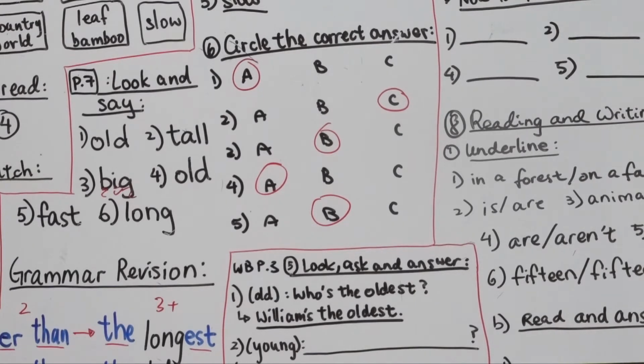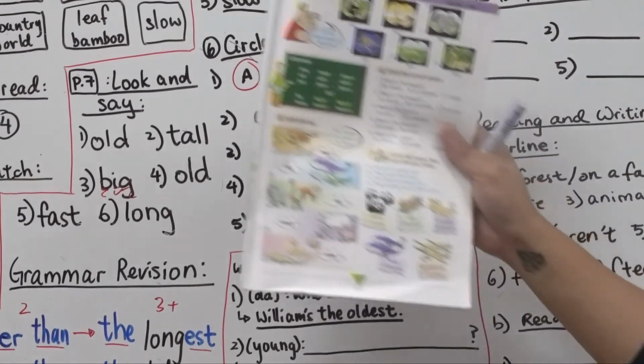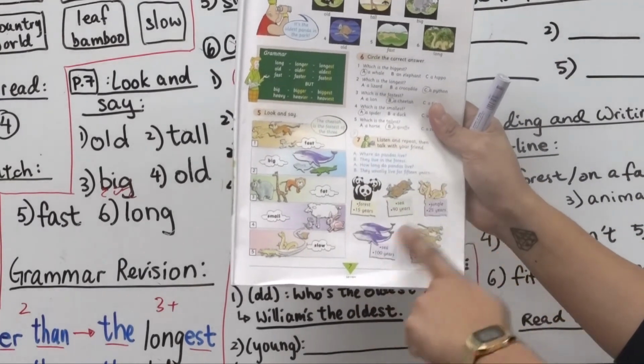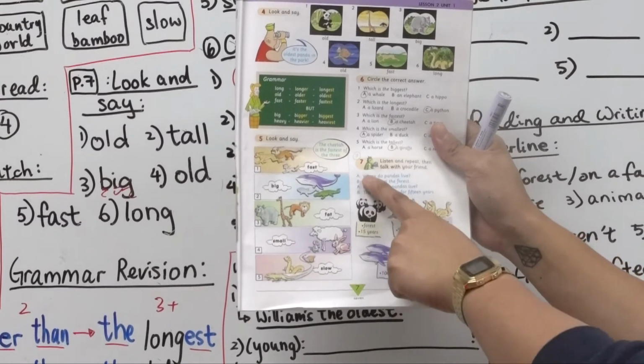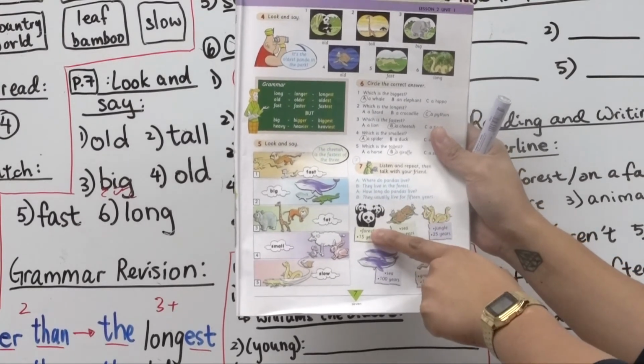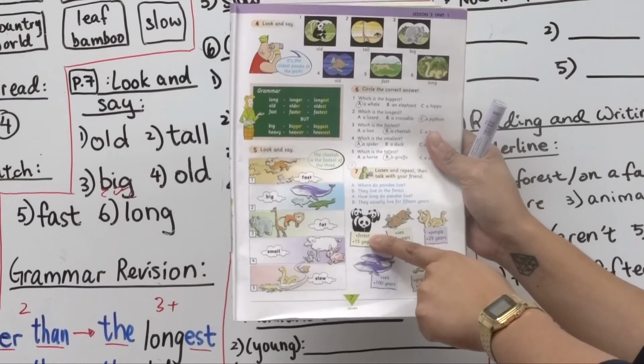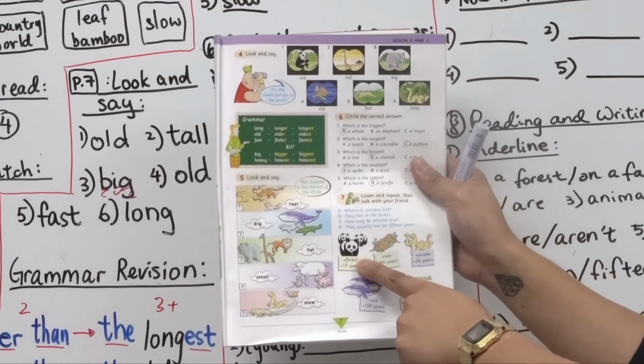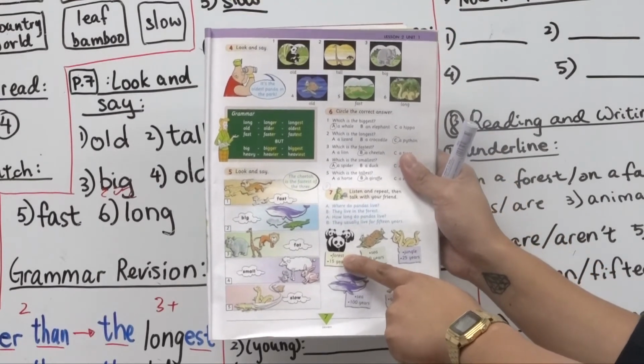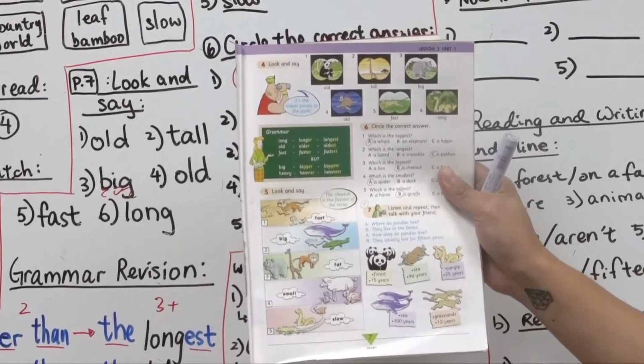Alright, so for part 7, we can just read from our book, okay? No need to listen. Read from our book. The questions are, where do pandas live? They live in the... how do you read this word? Forest. Very good. Pandas live in the forest, okay?